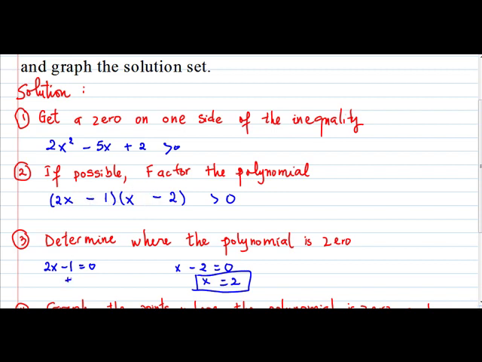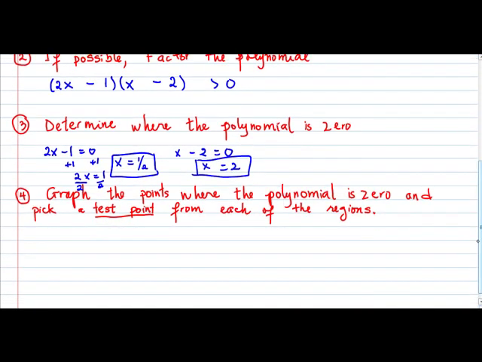Over here, I solve for x by adding 1 to both sides. I have 2x equal to 1, divided by 2. So therefore, x equals 1/2. This is another point where the polynomial equals 0. Okay. Step 4, we graph the points where the polynomial equals 0.